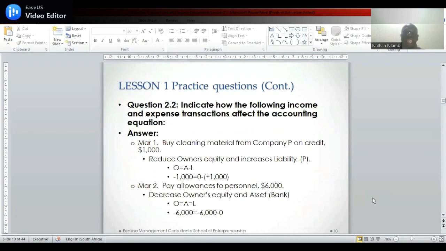Practice question 2.2 says indicate how the following income and expense transactions affect the accounting equation. March 1, buys cleaning material from company P on credit, 1,000. Anything you buy reduces equity, so long as it's not a long-term asset. Buying cleaning material is an expense. Therefore, it reduces the owner's equity, and as you are buying it on credit, it also increases the liability. So you are going to put in the equation minus 1,000 equals 0 minus 1,000, which gives us a minus 1,000 on the left-hand side and a minus 1,000 on the right-hand side.